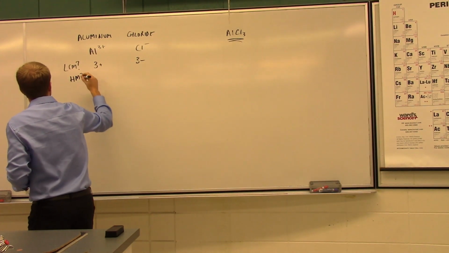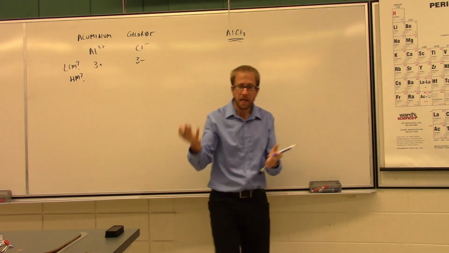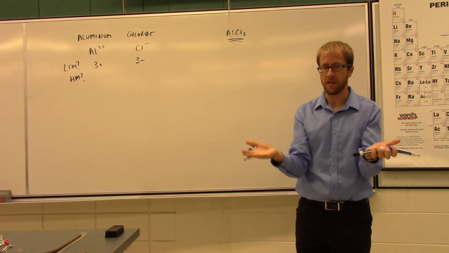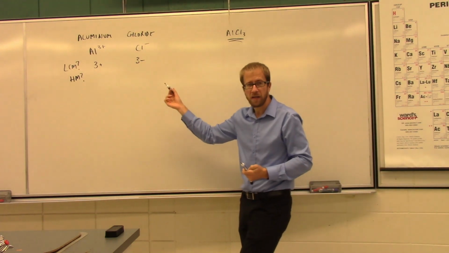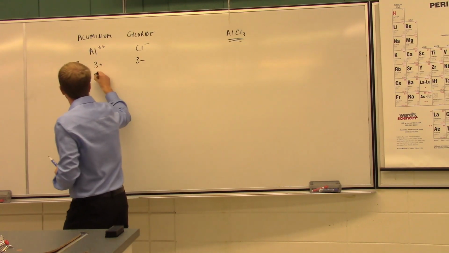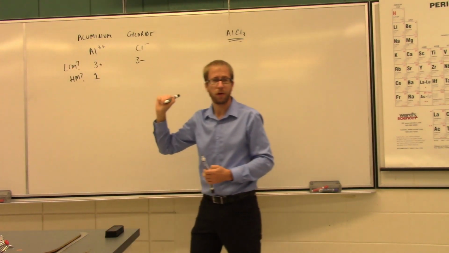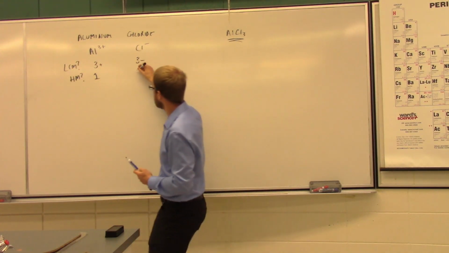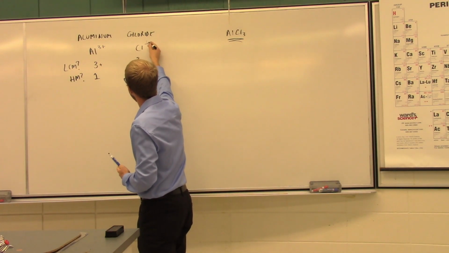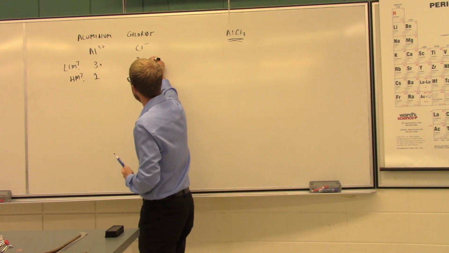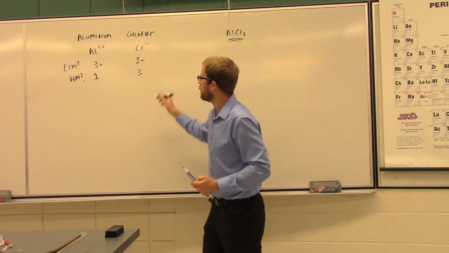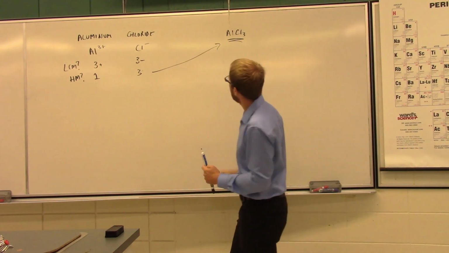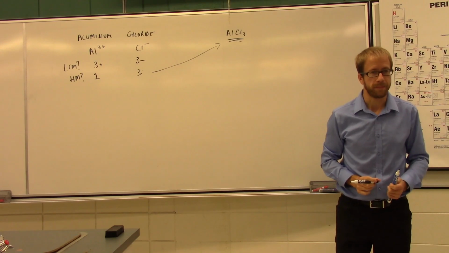How many of each of my ions do I need to balance my charges out? How many aluminums do I need? 1. And how many chlorines do I need? Chloride ions. We need 3, right? Each chloride ion has a charge of -1. We need 3 to have a charge of -3, right? Where we get our compound AlCl3.